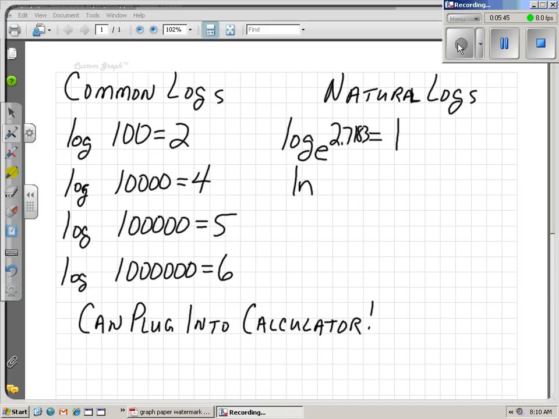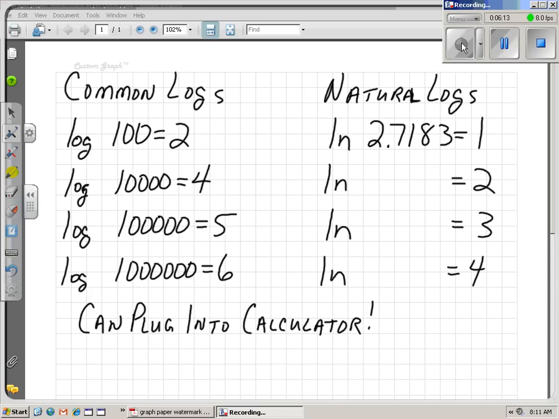I don't know why they didn't write nl, but they chose ln. Natural log. Since we know it's a natural log, we don't have to write the base of e, so I'm going to erase that. We know the base is e. Our answer is 2.7183, and our exponent will be 1. That's called a natural log. The base of e is understood. We don't have to write the e. We know that e raised to the first power gives us 2.7183.